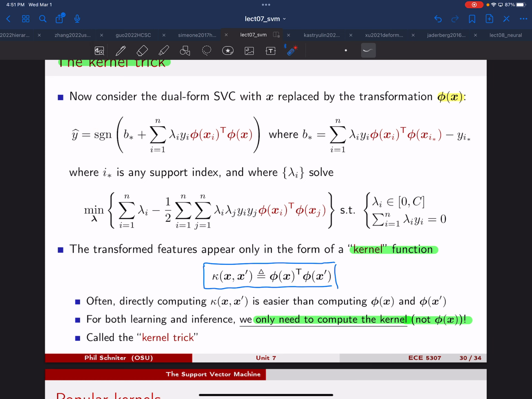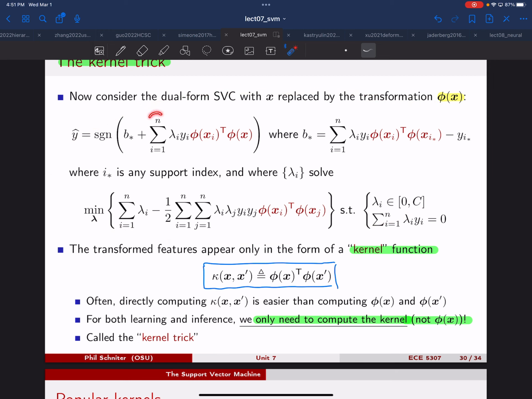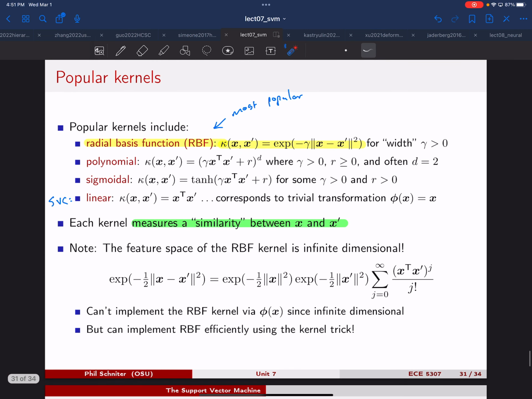So the complexity of solving this problem is basically going to be quadratic in the number of training samples. So as your training data set gets larger, it's going to take more time to run. But it's invariant to the number of features, more or less, as long as you can compute these quickly. So in this case, computing this grows linearly in the number of features d.